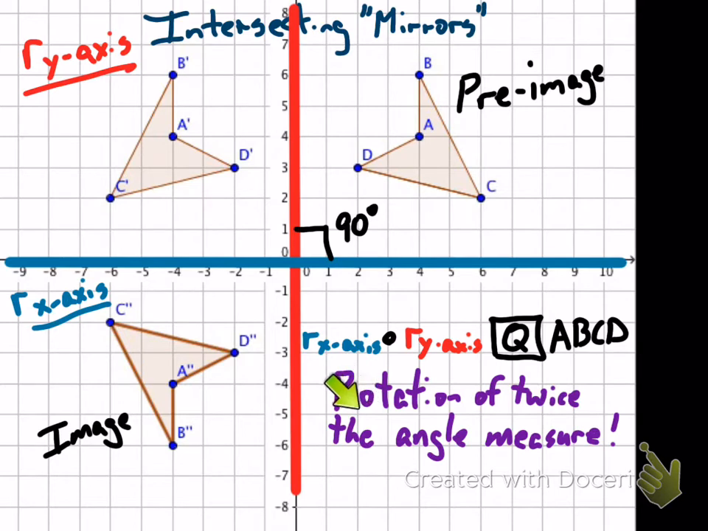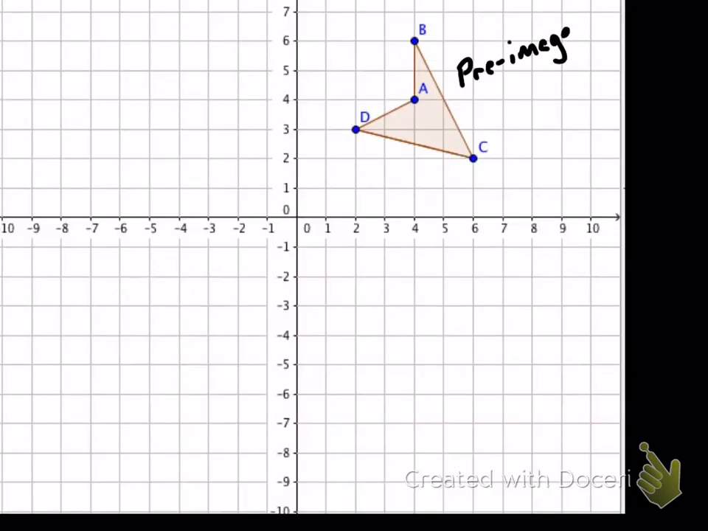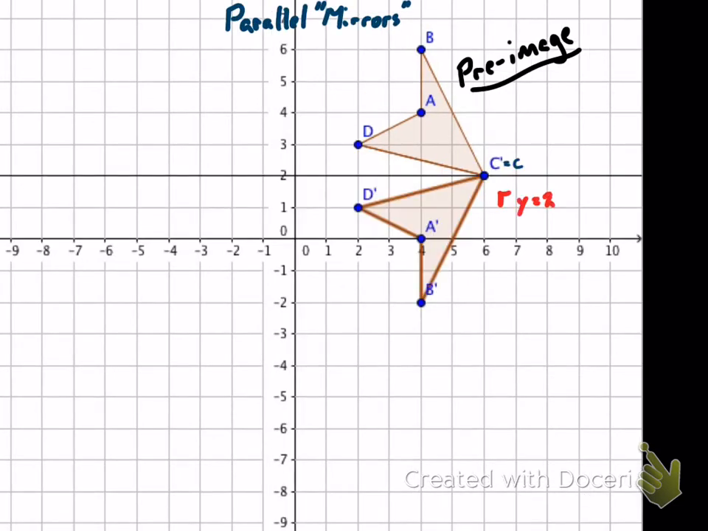So our theorem is that anytime you have a double reflection over intersecting lines of reflection or intersecting mirrors, it becomes a rotation twice the angle measure. So that's really useful to have. Okay, so let's look at one more double reflection. So here's our pre-image again. And we're going to look at a reflection over parallel mirrors, or parallel lines of reflection.